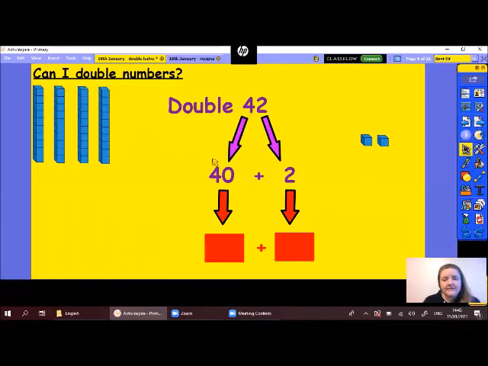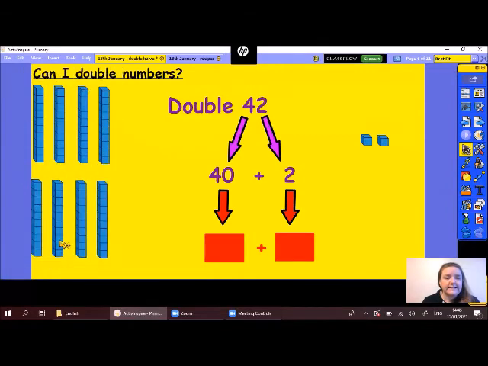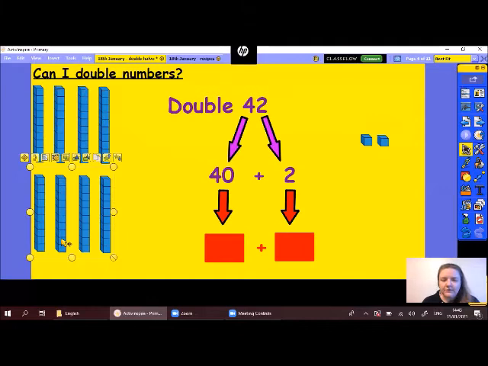So I come down here to our 40. And through the red arrow, I'm going to double it. So if I have 40 to start with, and I double it, and I end up with twice as many, what have I got now? Let's have a look. 10, 20, 30, 40, 50, 60, 70, 80. So I've now got 80 in there.